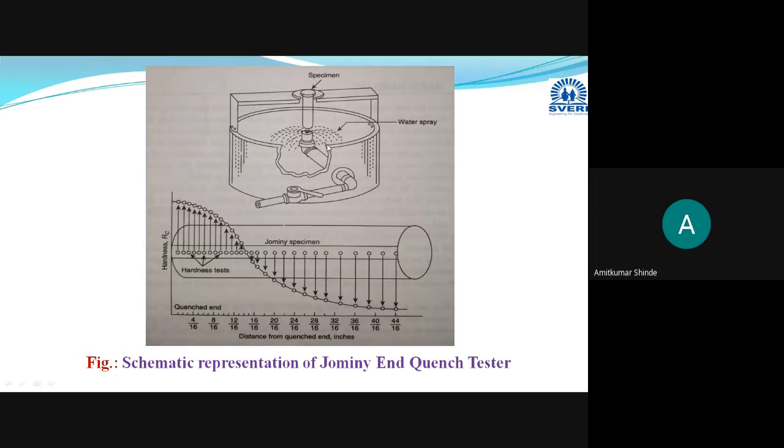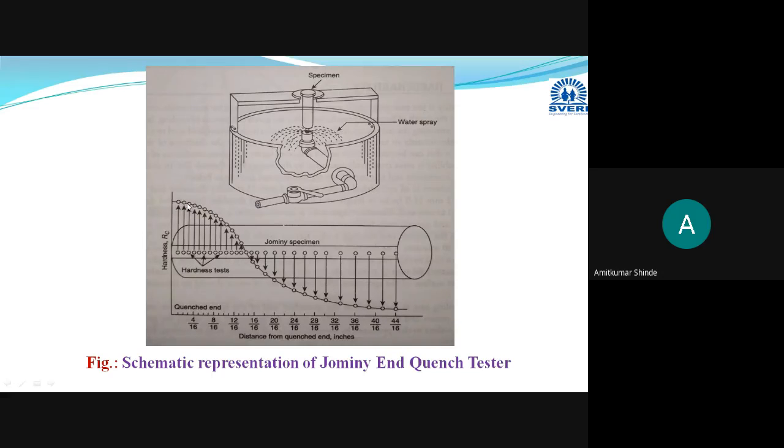Now here, the end which came in direct contact with water, at that end you will find that the hardness values are more. At this end we are able to obtain faster cooling, and at that end we will get the martensite phase. Austenite is transformed to martensite at this end due to rapid cooling. Hence, hardness is very high.